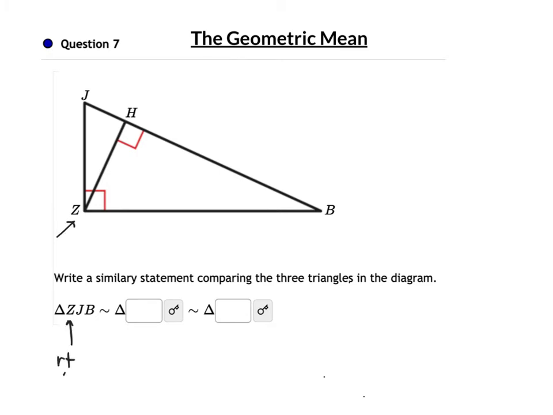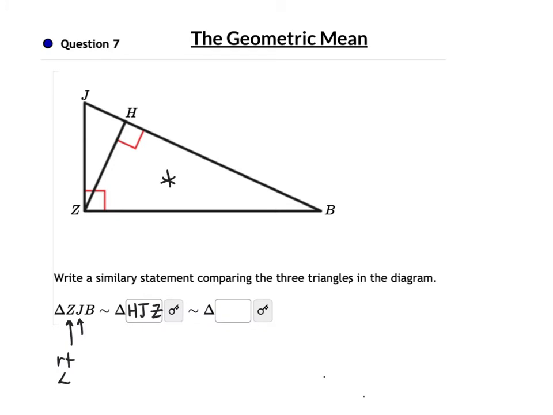That's my right angle. That means let's start with the small triangle. The right angle in the small triangle is there at H. So Z and H would have to be first. I know that J corresponds with itself and J is second. It'll have to be congruent to itself. It's in both triangles. So that small triangle is triangle HJZ.